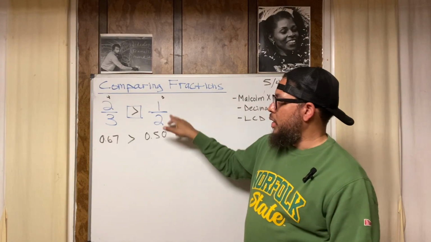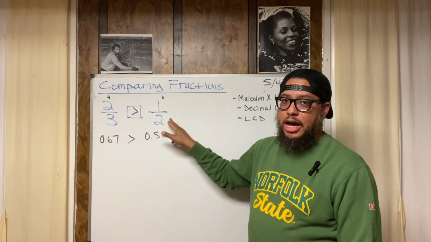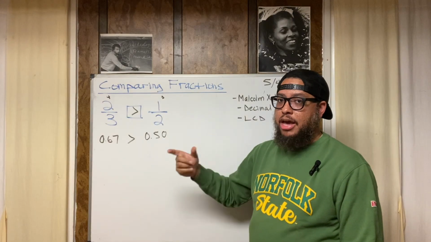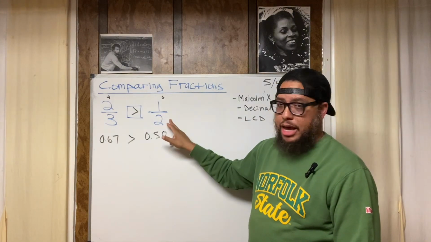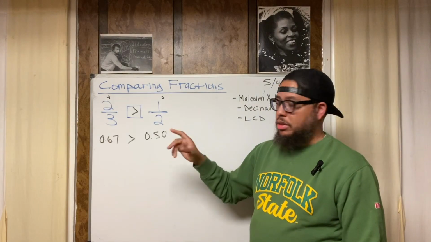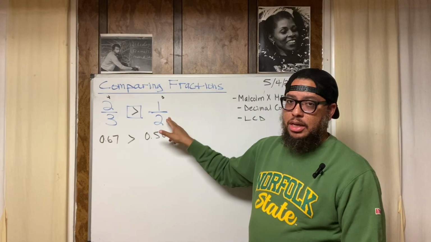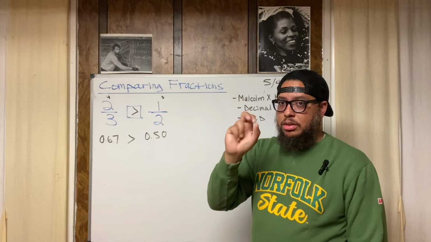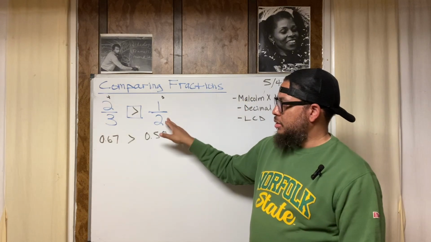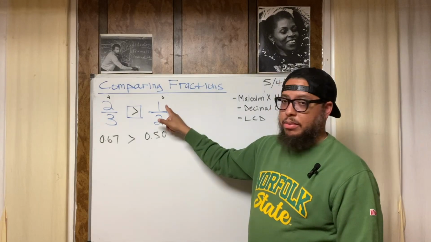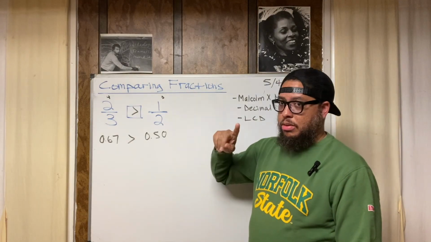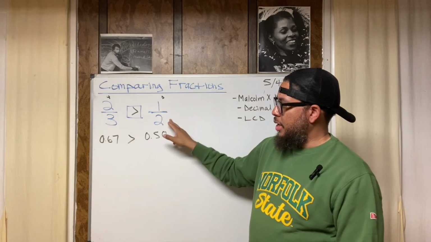All right, then we go over here to 1/2, right? 2 is our denominator. That means we have halves. How many halves do we have? We have 1 of them. We have 1 half. So we take an object, divide it up into 2 equal parts. How many parts are we focused on? 1 of them. So we got 1/2.